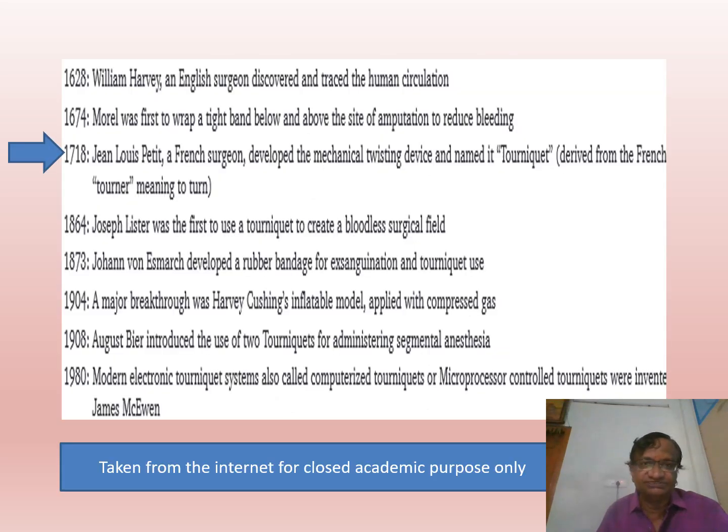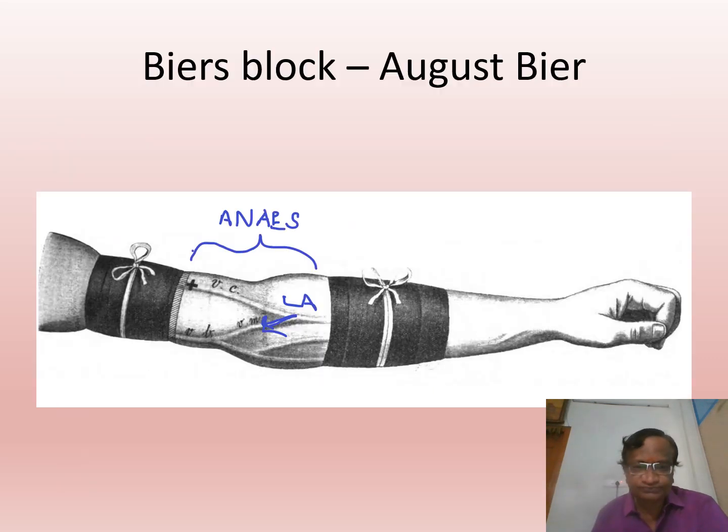Tourner means to turn. From William Harvey, we know who discovered the circulation. And Morel was first to use a tight band, and we know Louis Petit. And Lister used a tourniquet, and S. Marsh created a rubber bandage for tying this. Then Harvey Cushing, an inflatable model. August Bier, who administered spinal anesthesia, invented Bier's block. And there is a lot of modern electronic equipment now available in the market for tourniquets.